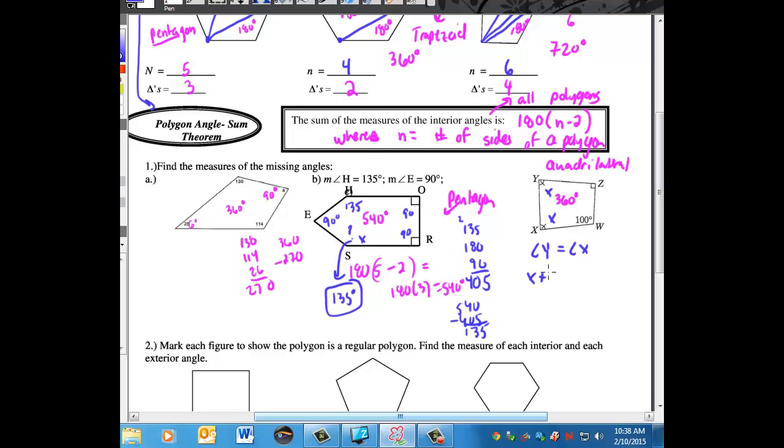So we add up all the angles: X plus our 90-degree box plus 100 is going to equal 360. 2X plus 190 equals 360. 2x equals 170, x is going to equal 85 degrees.